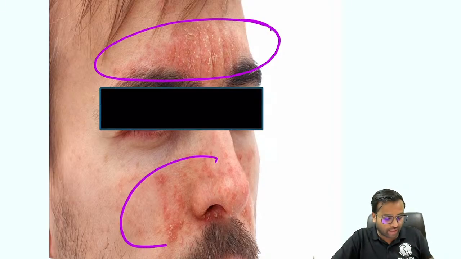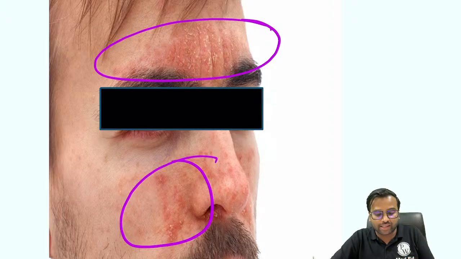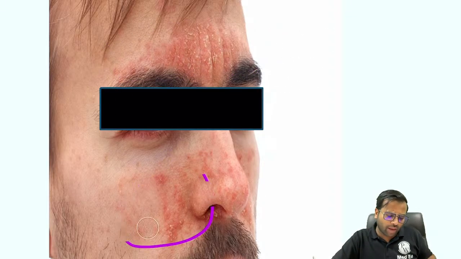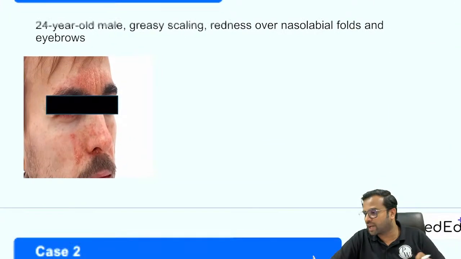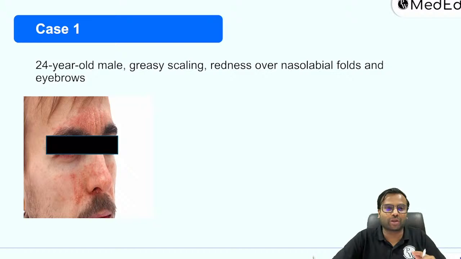There are similar lesions around the nasolabial folds, including the nasal nares and all. And when you examine closely, you would be able to see these kind of rashes in other parts of the face or the ears as well. Any differential diagnosis, whoever is attending right now, would you like to contribute what this could be? There is a greasy scaling, which is going to be your biggest clue.